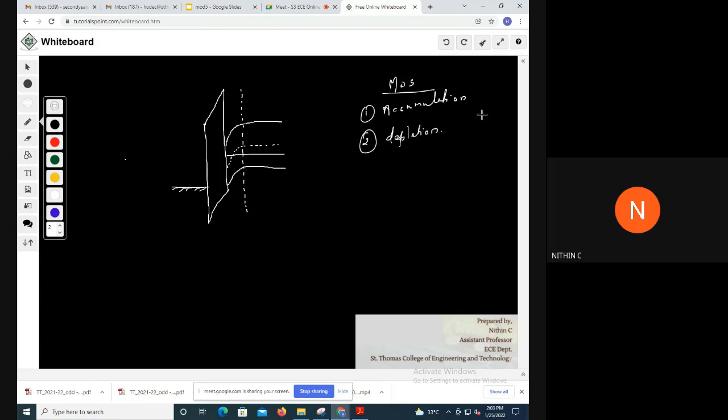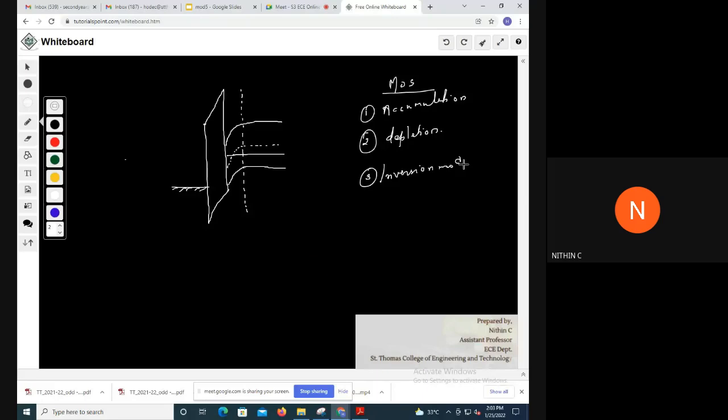Fine. Then you have the third mode, which is called the inversion mode. And finally, you have the strong inversion, which is just a part of the inversion mode itself. So the fourth one is strong inversion. These were the four different modes of operation. And you know the difference between the different energy band diagrams of all these different modes also. We have drawn the different energy band diagrams also.